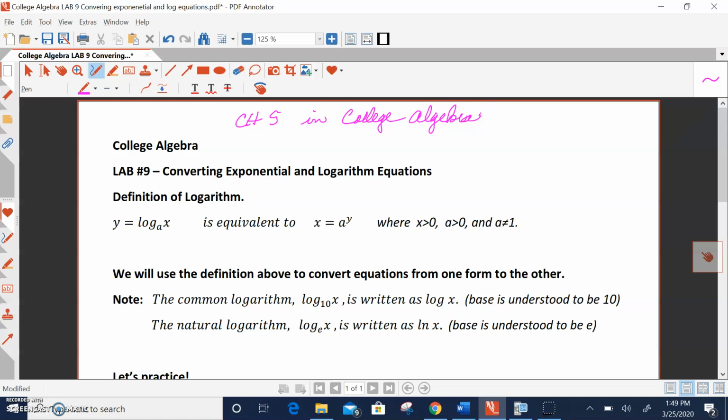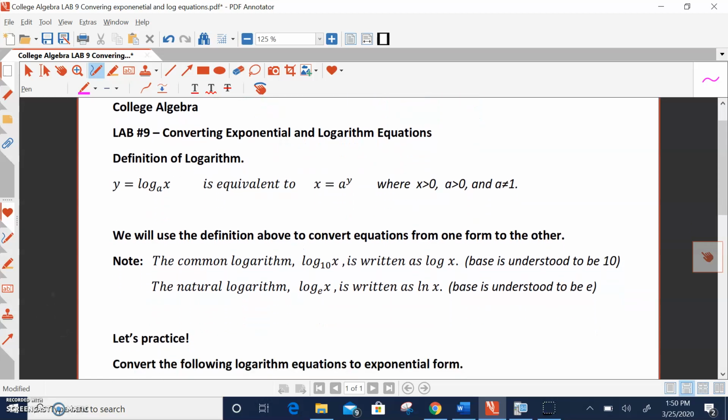When you get into this chapter, you're going to see a definition of a logarithm. Right now, we're just going to go through the manipulation of changing a logarithm equation to an exponential equation. You'll get more information on this as you cover section 5.2, 5.3, whatever it is. Anyway, right now we're just going to practice the manipulation.